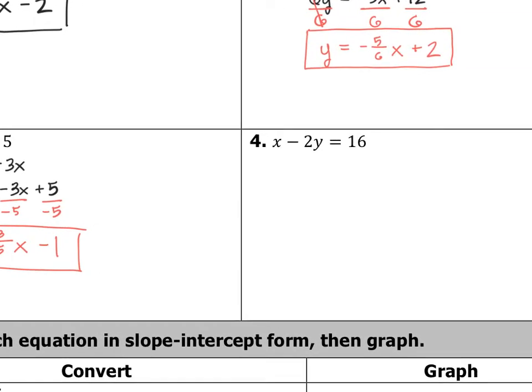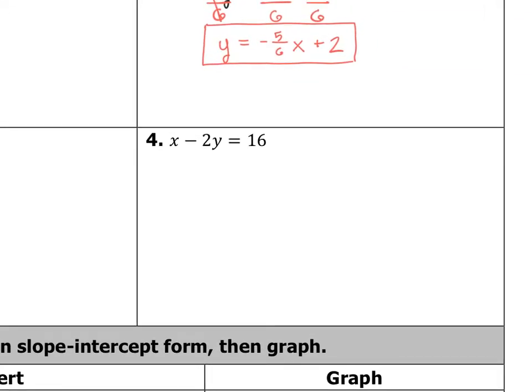Number four, x minus 2y equals 16. I'll subtract x from both sides. That gives me -2y equals -x plus 16. And then I'm going to divide everything by -2. So I get y equals, be careful here with the x term. It's a common mistake to write 2x. This is a 1x divided by negative 2, so this is going to become 1/2 x. Okay, 1/2 x there, and then 16 divided by negative 2 is minus 8.